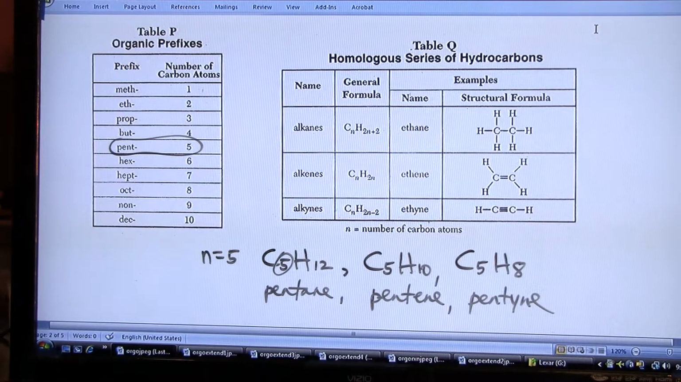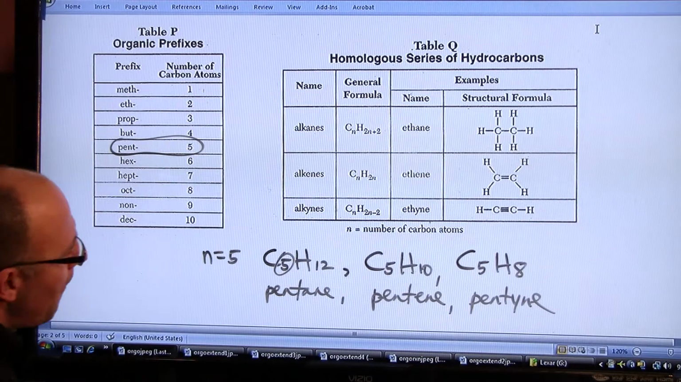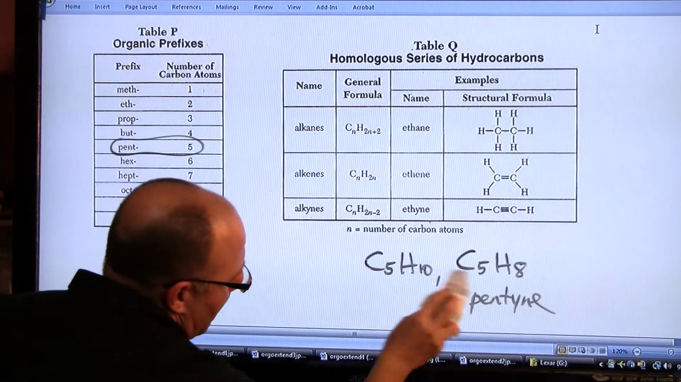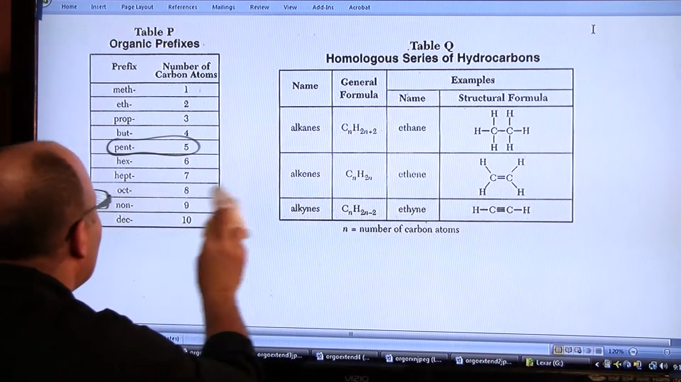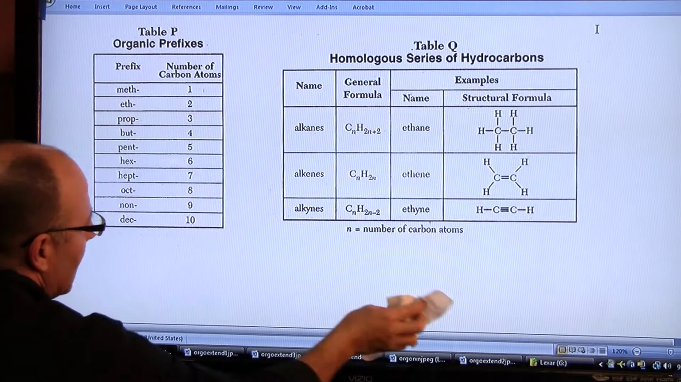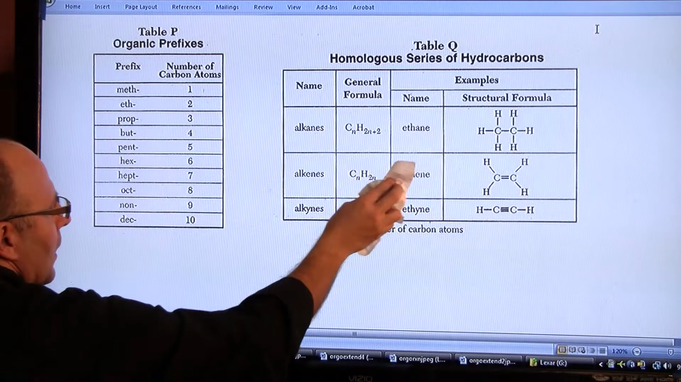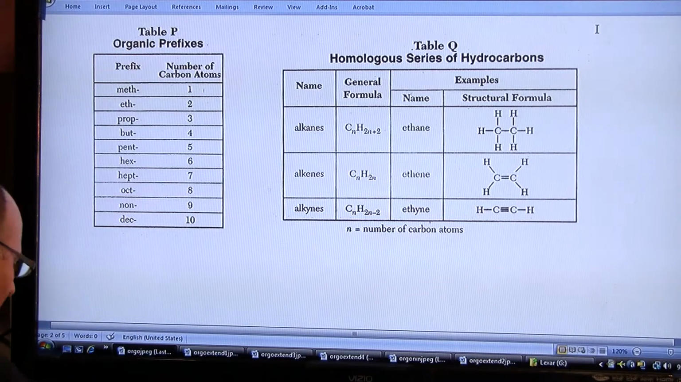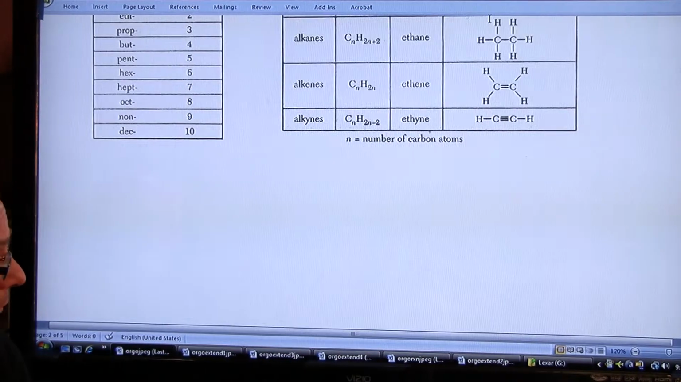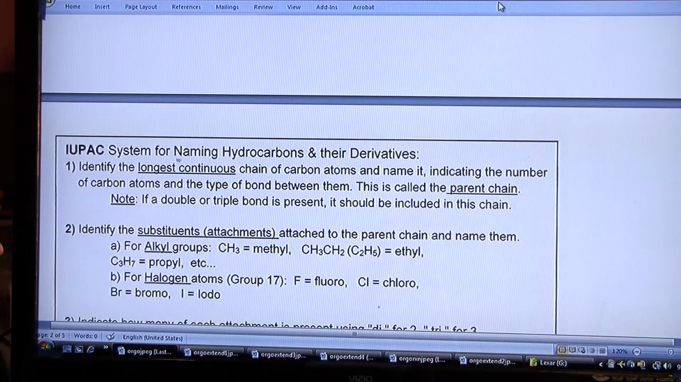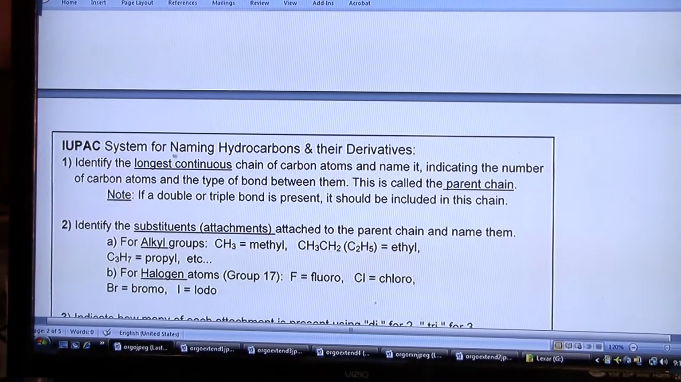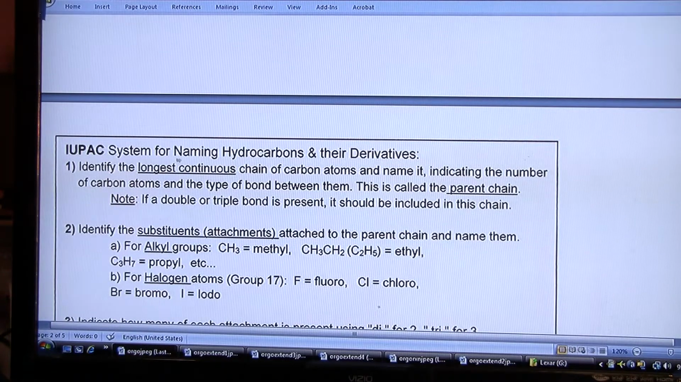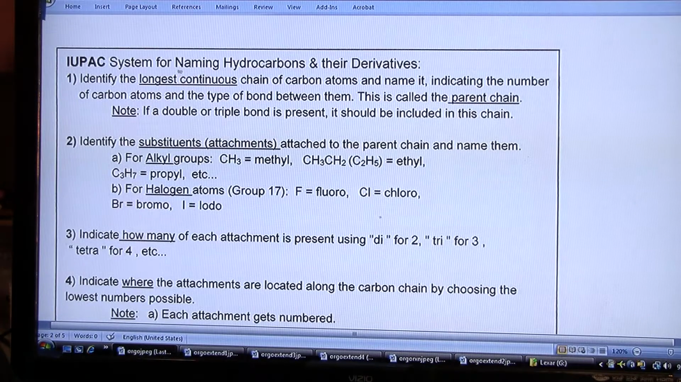All right, so now let's continue. I wanted to go over the IUPAC rules for naming hydrocarbons, and examples that are more complicated than these. That's what you'll find in the next panel here. Notice IUPAC stands for the International Union of Pure and Applied Chemistry, and these are the guys that give us the rules for naming hydrocarbons and their derivatives.